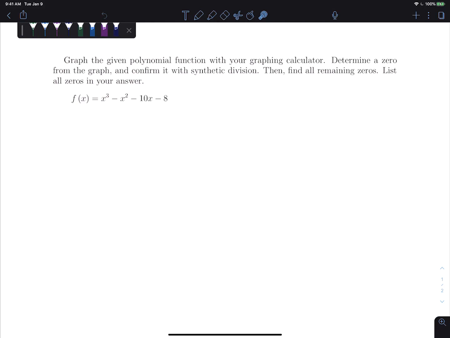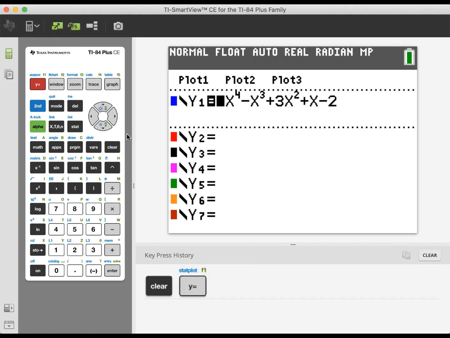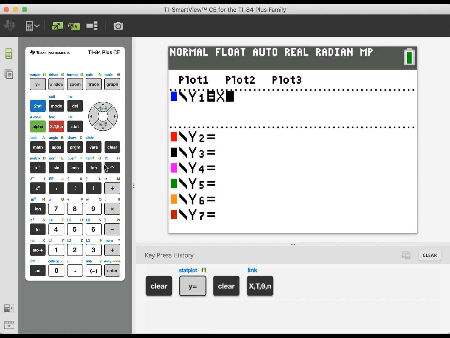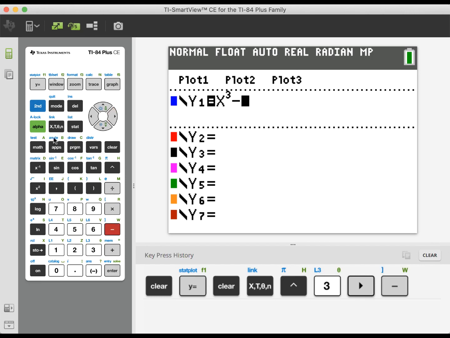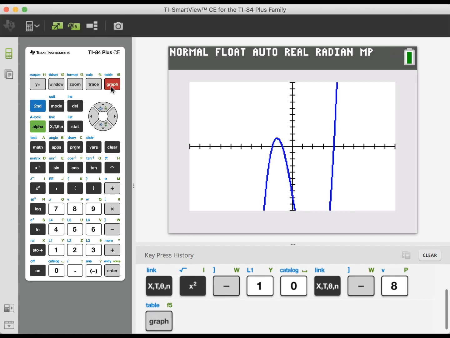And what we want to do is go ahead and graph this in the calculator, so I will see you there. Okay, welcome to the calculator. Let's go to y equals, clear anything that's in there, and type in the function. I have x cubed minus x squared minus 10x minus 8. And then graph.